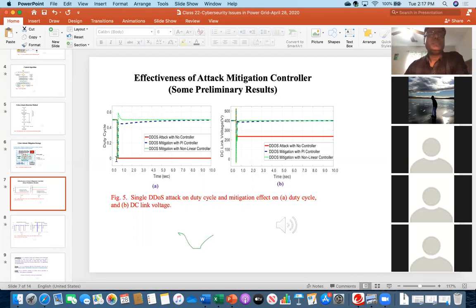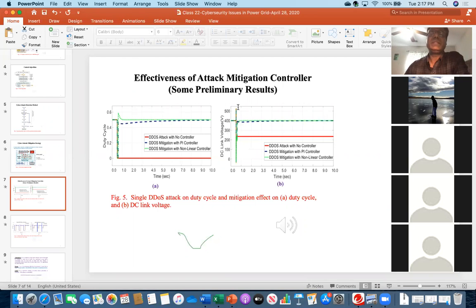Now, because of the change of the duty cycle from 0.5 to 0 value, what happened? The DC link voltage, everybody see, initially it was 400 volt. And then the attacker changed it to some lower value, probably 250 volt, and continuously it is 250 volt. But then see that the impact of the PI controller or nonlinear controller brought it back to the original condition.